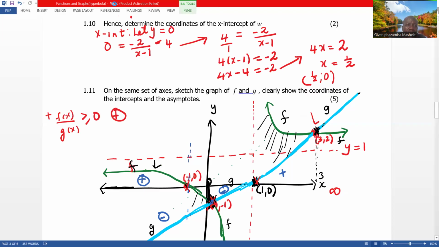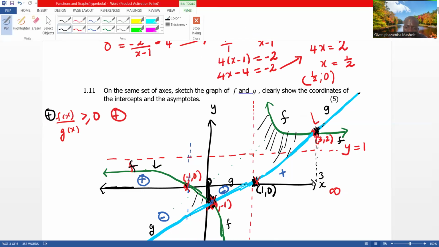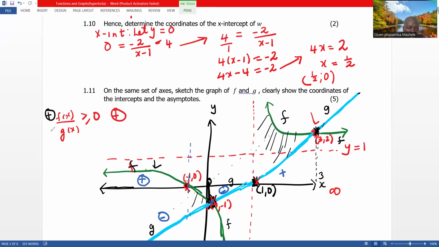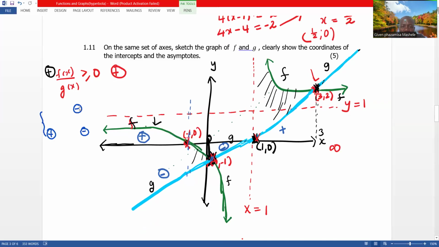Let me use some color. Let me just use them interchangeably. So it's when this is positive and this one is also positive, or when f is negative and this one is also negative. So there must be both positive or both negative, both above, both below. So what is the answer? The answer is where we did not include from the previous question. Where they are both positive or both negative. So this is the answer.